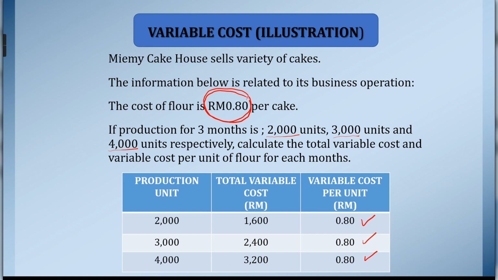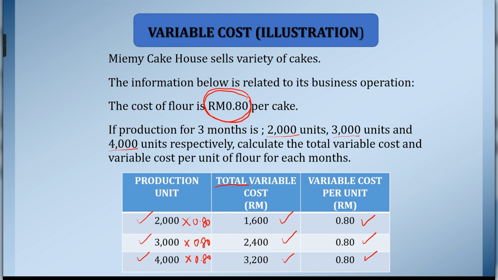As you can see here, the production for the first month is 2,000 units, the second month is 3,000 units, and the third month is 4,000 units. If you are to calculate the total variable cost, we multiply the production units by 80 cents. So for the first month you get 1,600 ringgit, the second month you get 2,400 ringgit, and for the third month we get 3,200 ringgit.